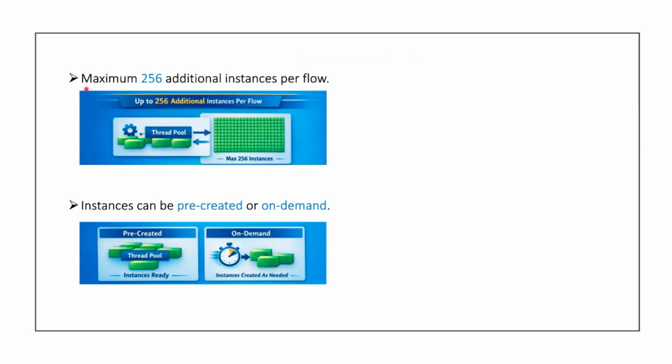Here is the important point about the message flow. We can have a maximum of 256 additional instances for a message flow. In that case, the total becomes 256 plus 1, that is the default one. Total 257 instances can run for each message flow, that is the maximum. Instances can be pre-created or on demand.